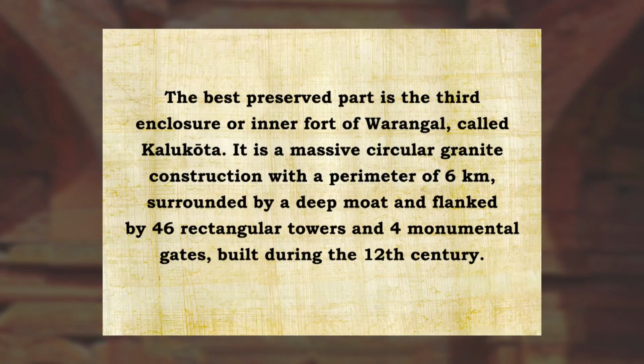The 3 concentric defensive lines were made of earth and rubble, followed by an enormous concentric earthen embankment with, at intervals, bulging or flanking works, defended by a wide and deep ditch, and finally, a massive construction in granite with quadrangular towers and gates. The best preserved part is the 3rd enclosure, or the inner fort of Warangal, called the Kalukota. It is a massive circular granite construction with a perimeter of 6 kilometers, surrounded by a deep moat and flanked by 46 rectangular towers and 4 monumental gates built during the 12th century.